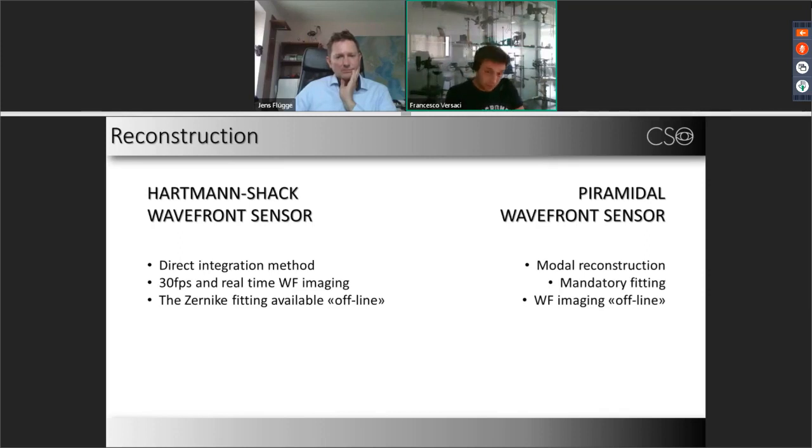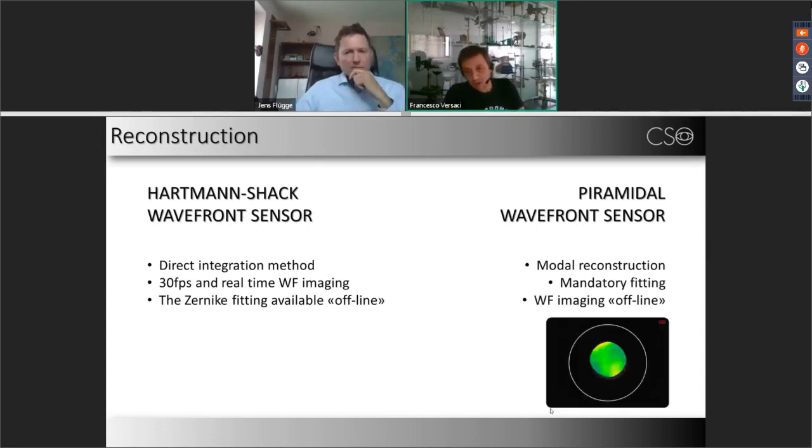What actually is happening in the pyramidal wavefront sensor is that we don't use a model reconstruction, so we can go with a direct integration method. This is because our samples are so dense that we don't need to have a sampling model. The direct integration methods are usually very fast, and so we can have 30 frames per second and real-time reconstruction of the wavefront.